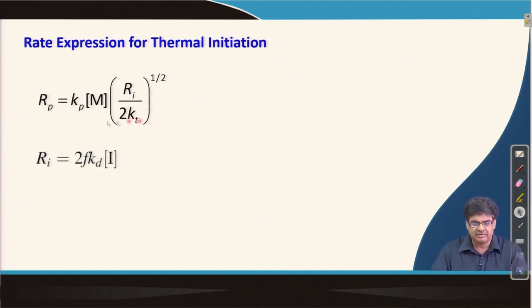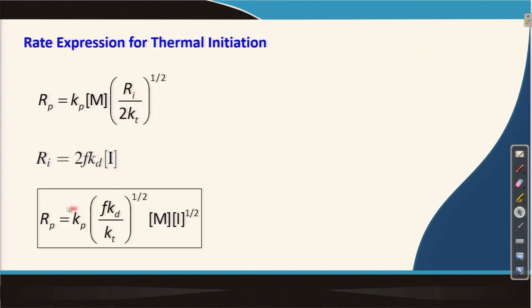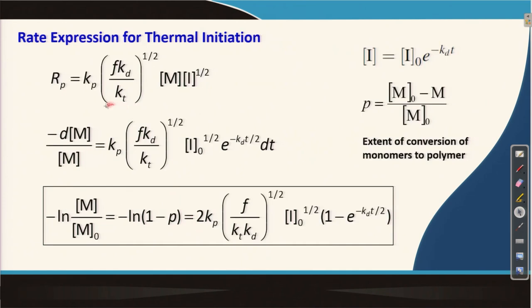Now, this is the expression for rate of polymerization, which we derived a couple of lectures back. And in case of thermally initiated polymerization, Ri can be replaced with this expression to give you the following expression, which we discussed in the last lecture as well. Now, we can write the rate of polymerization in differential form, where we are talking about the rate of disappearance of monomers from the reaction mixture being the rate of polymerization.